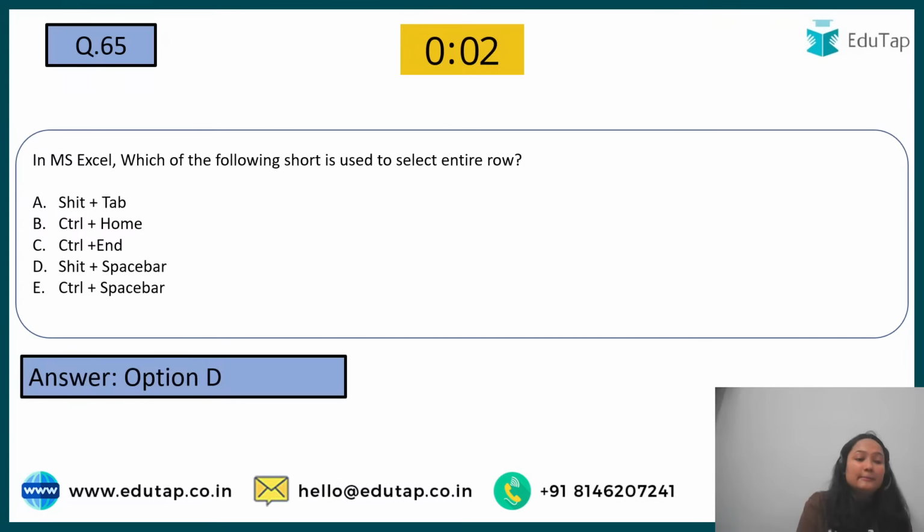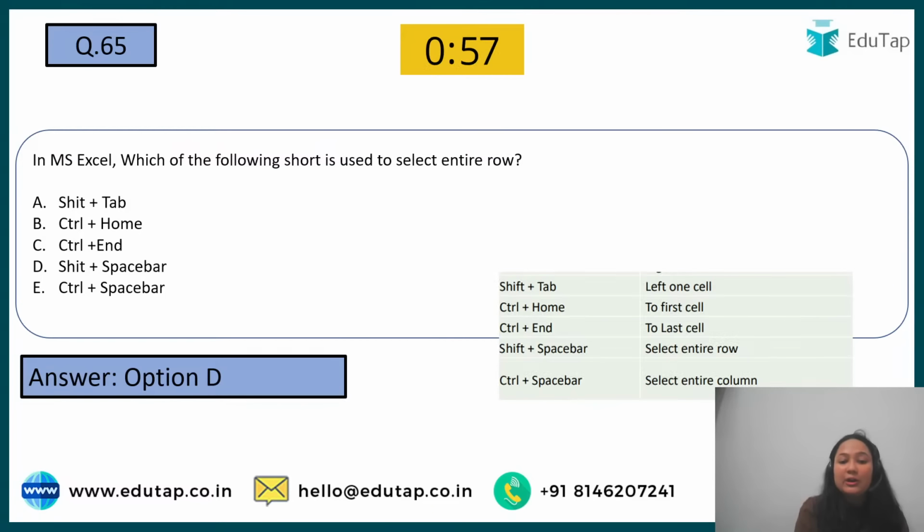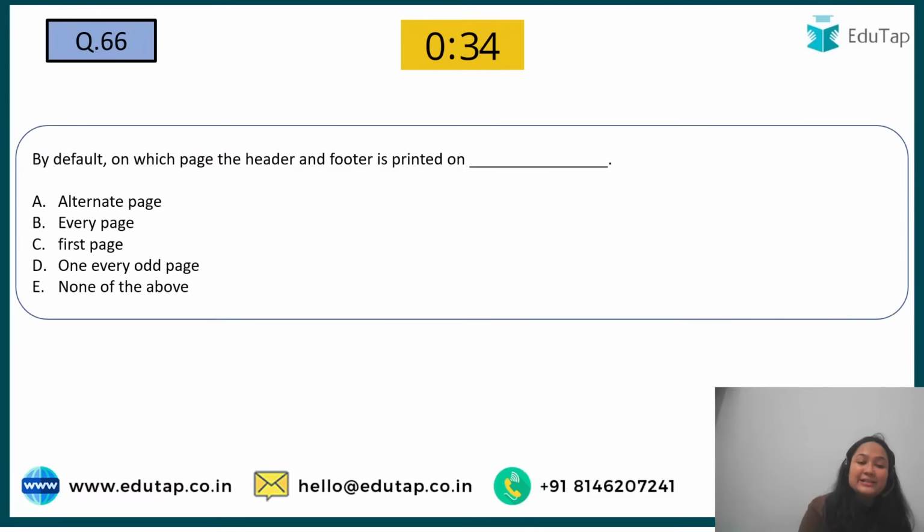Look, here you will have to understand control end and control home cannot be the answer, because it gave a rough idea that control end will take you to the last cell, control home will take you to the first cell. Okay, if we are talking about MS Excel. Shift tab, yes, of course, I do understand that someone can get confused, but it moves one cell left. Okay, so if we are talking about shift spacebar, then what we do is the complete row is selected. Similarly, control spacebar, entire column is selected. So these are some shortcuts for MS Excel.